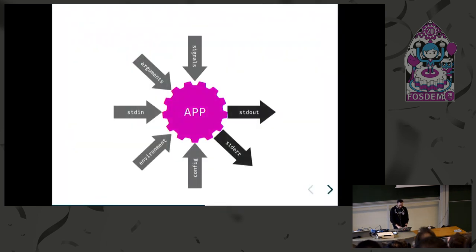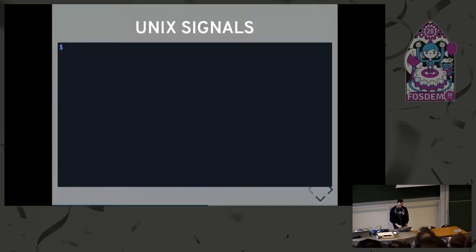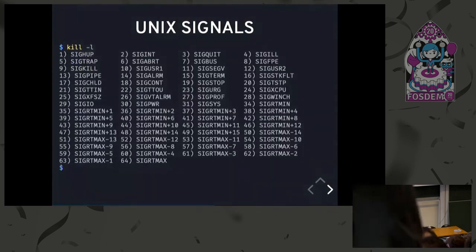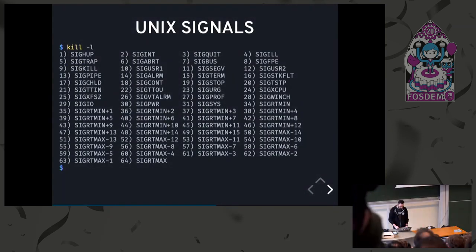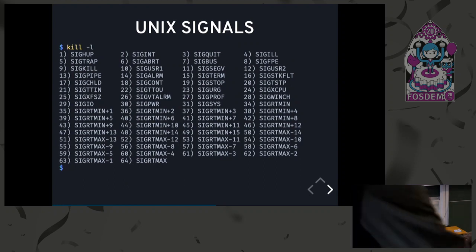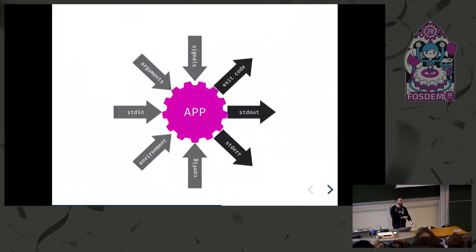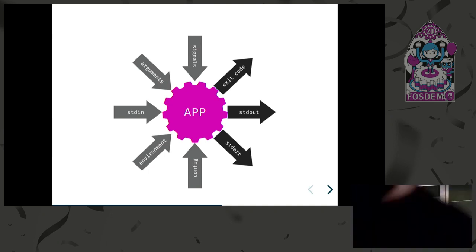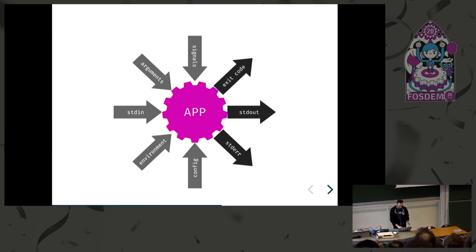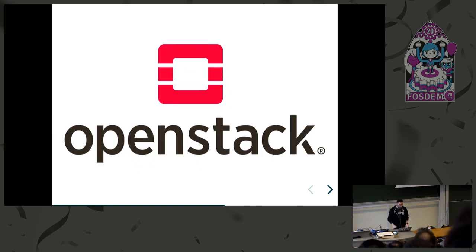Then we also have signals to interact with. Then we have this bunch of signals. I'm not going to go through all of them. And finally, our application has an exit code where we can see if it worked or if it didn't, and then try to find out what happened.